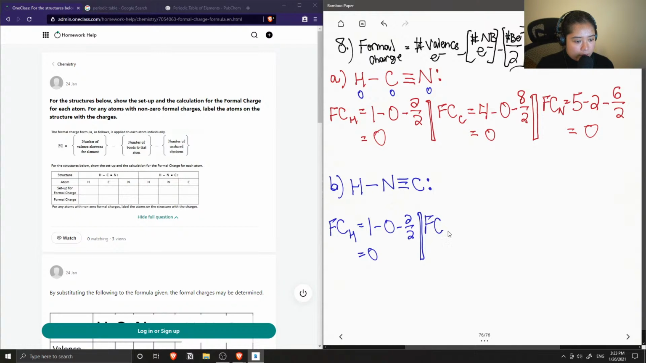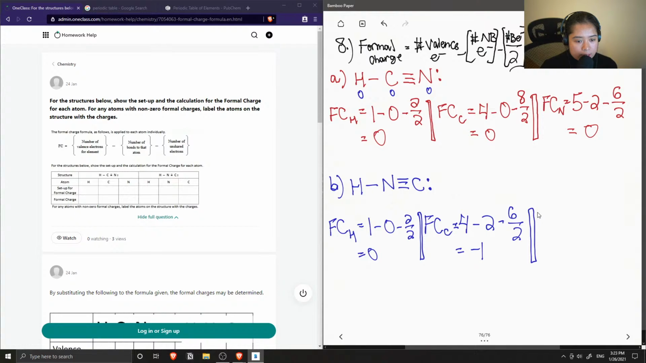And for the carbon, carbon has 4 valence electrons. This time there are 2 non-bonding electrons, and there are 3 bonds to the carbon, so we have 6 bonding electrons divided by 2. So this time our carbon, 4 minus 2 minus 3, is -1. So this carbon has a -1 formal charge.